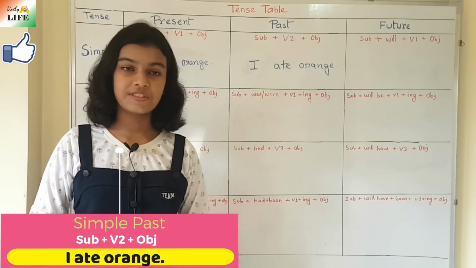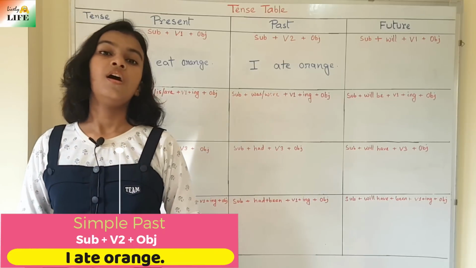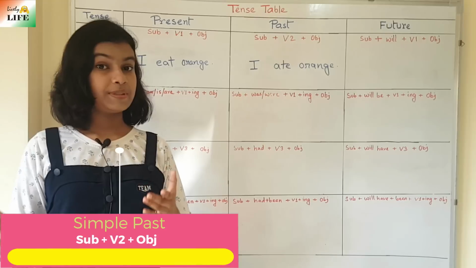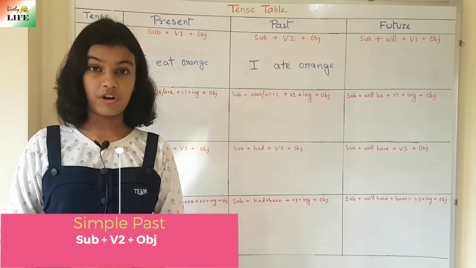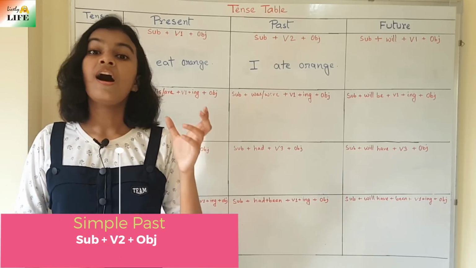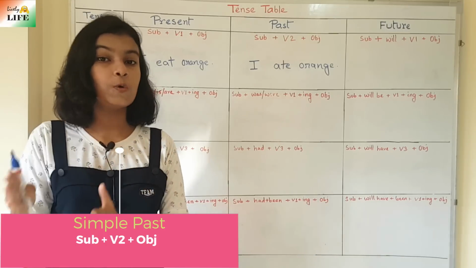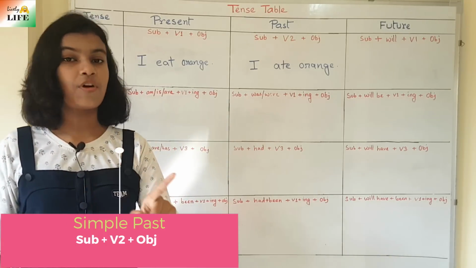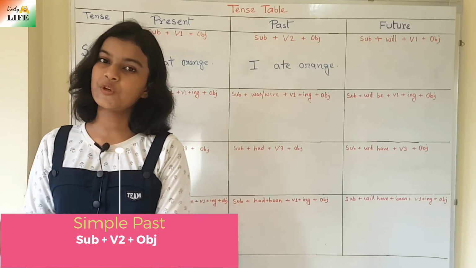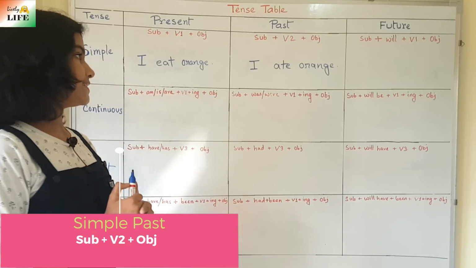Now some other examples of simple past tense are I played football. Played is the second form of verb of play. So I played football. I went to school. Went is the second form of verb of go. Okay, so I went to school. So these are some examples.